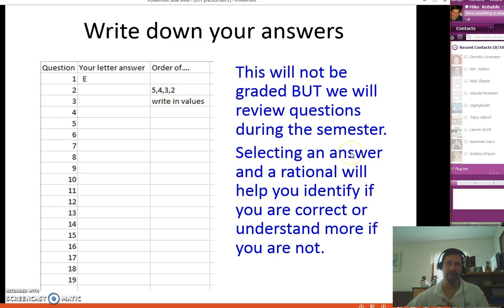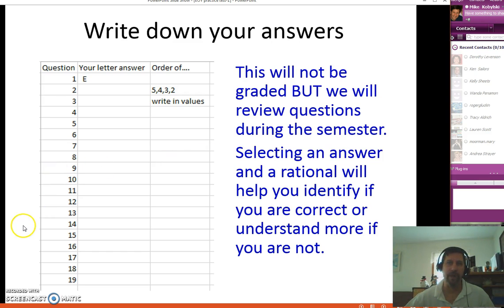Okay, this is for your help and your understanding. Select the answer, if you have it written down, that's going to give you the best rationale, and it'll help you identify if you're right. You'll understand right once we go over it. If you're not right, you're going to need to understand what you did wrong and how to better get the correct answer when you take your test. So write those down. This is not going to be graded. I'm not going to check to see if you did this, but it's really in your best interests.